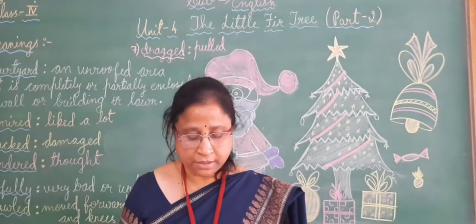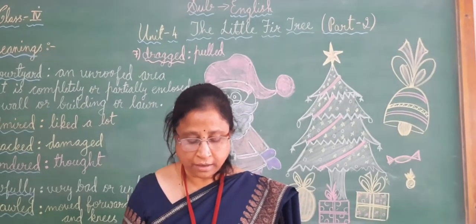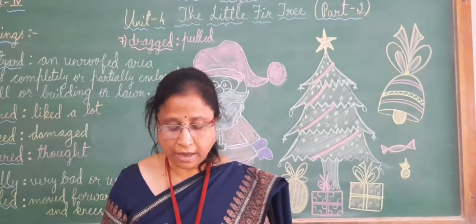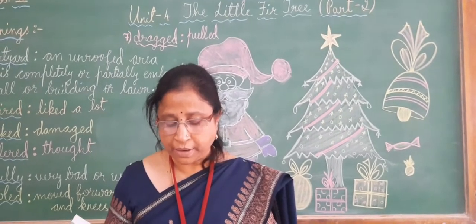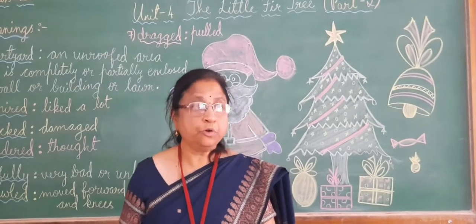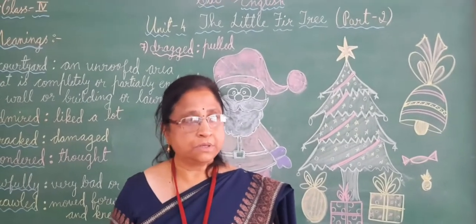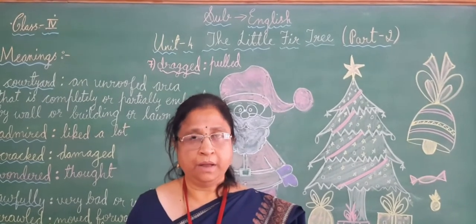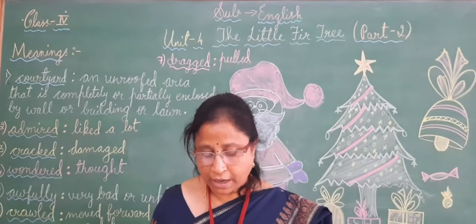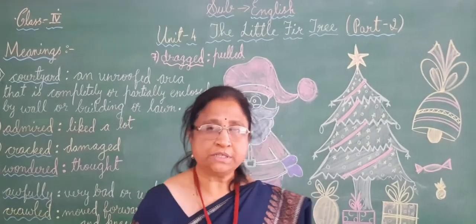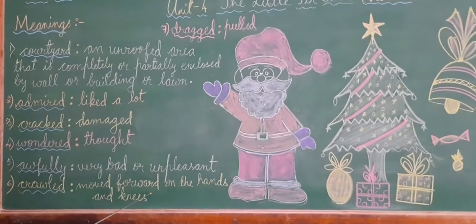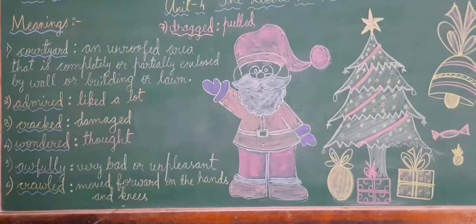Squeak, squeak, said the mice as they crawled between the branches. Hello, old fir tree. So what happened, children? There was nobody in the room, but there were mice which came making noise and crawled between the branches. What is the meaning of crawl? Crawl means move forward on the hands and knees.